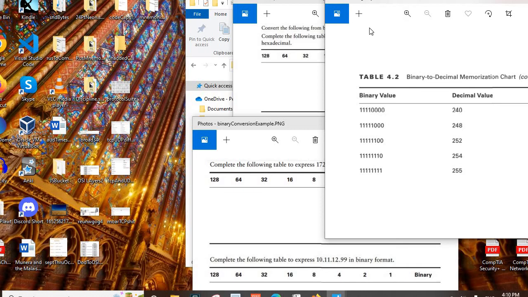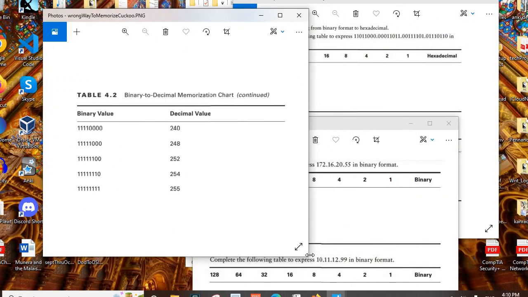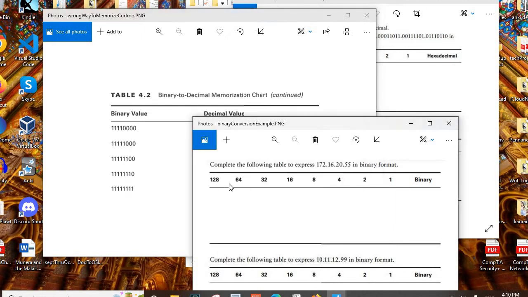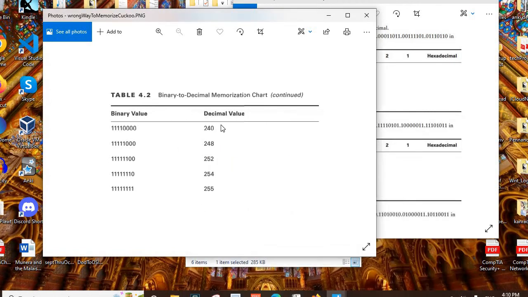Let me briefly show you how they recommended you learn binary conversion. Here's a table of the switches being on. Memorize it. Where it did this for each one. If there's a 1 over here, then it's this or that. They didn't show you the methodology of drawing out a table and then calculating it. It's just memorize this table. Binary decimal memorization chart. Just memorize this.